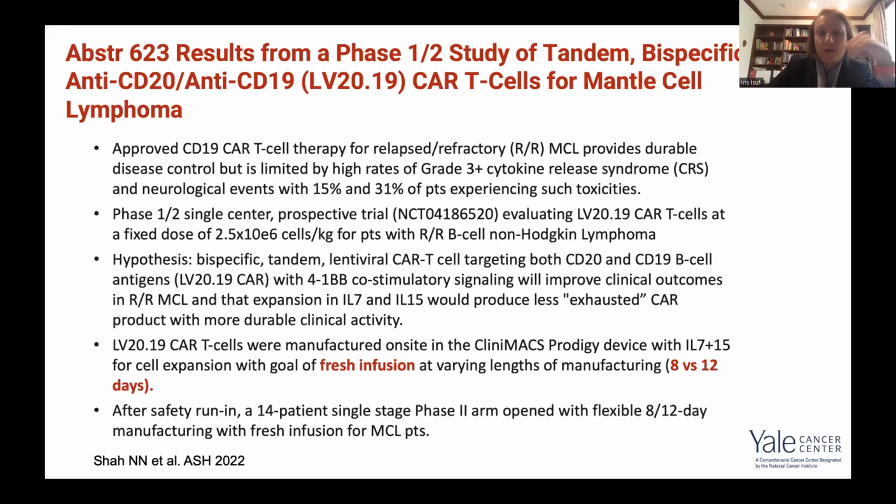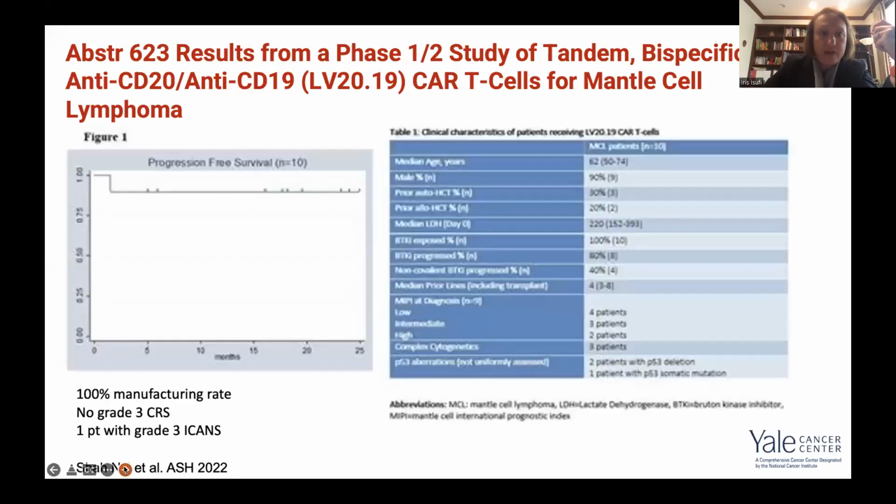And this product actually is manufactured using the Clinimacs Prodigy device. It's a fresh infusion, and the manufacturing time is quite short. It's somewhere between 8 and 12 days. So for patients with rapidly progressive mantle cell lymphoma, it's a great product to have that we can infuse rapidly.